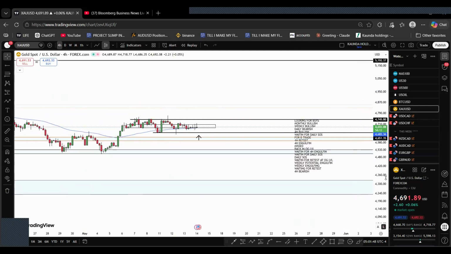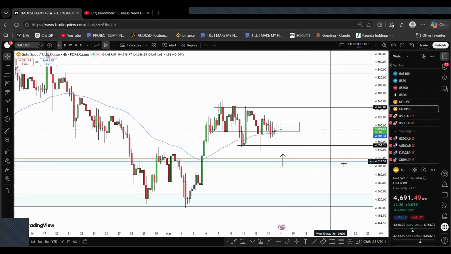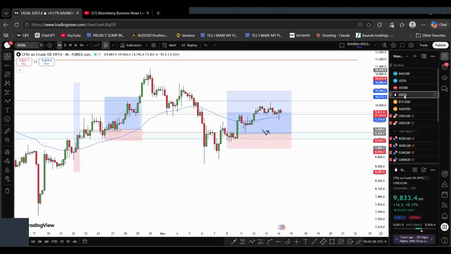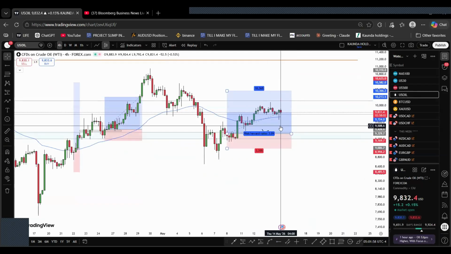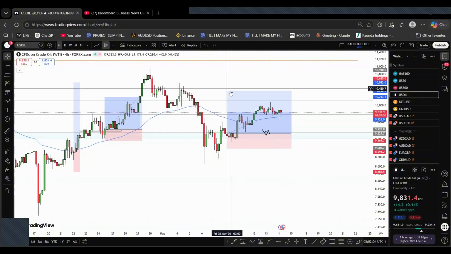This is a New York session. I'm still waiting for my break, and I didn't get the break. So US oil, let me just see. Yeah, price almost at that retest, and now you can see we are still going up. Still need my take profit.